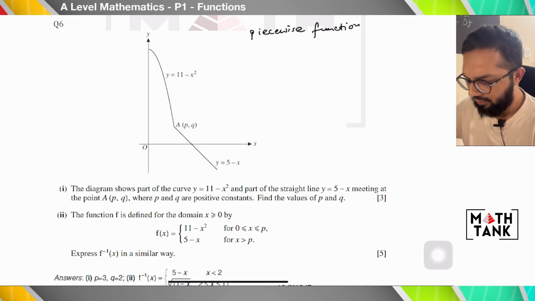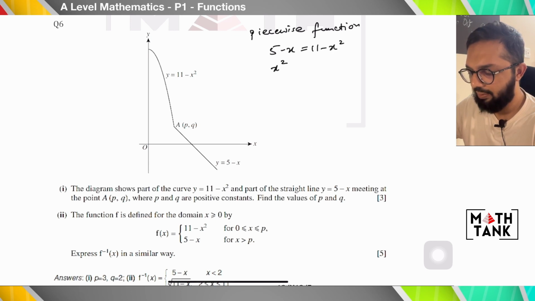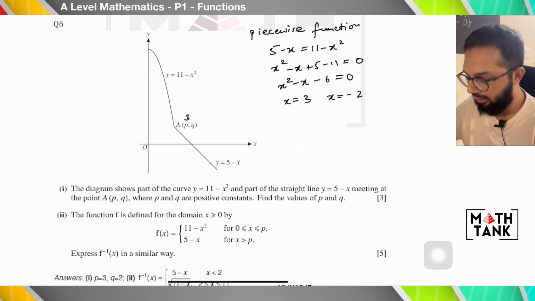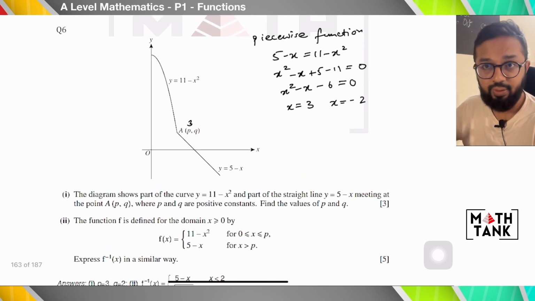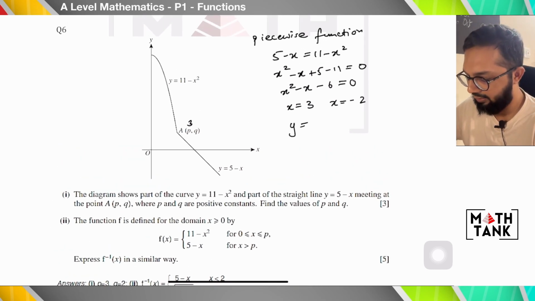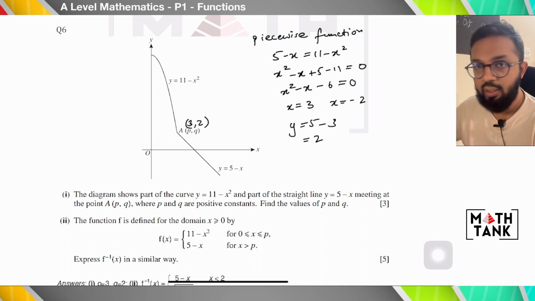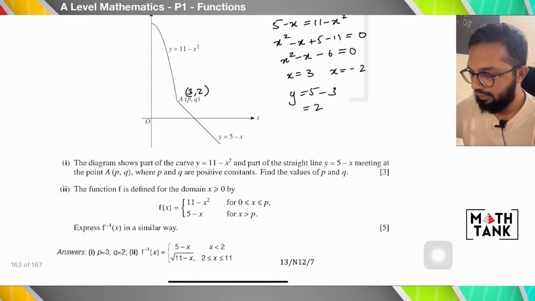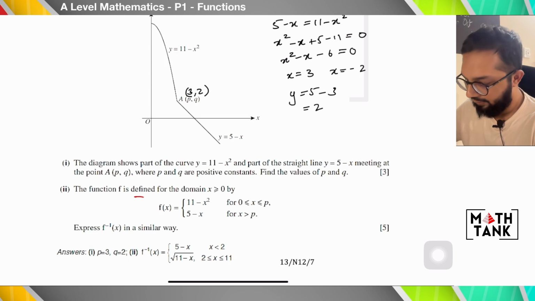Since it's saying they are meeting, so the simple idea is that I can solve them simultaneously and get to one final answer. So x squared minus x plus 5 minus 11. So x squared minus x minus 6 equals to 0. And I can say that the two values that I'm getting are 3 and minus 2. Of course, this should be 3. It can't be minus 2 because it's not on the negative side. And to find the y value, I can just put it in one of the equations and find out the y coordinate. So this is 3 comma 2. That's what I found out for the first part. So that's 3 marks.